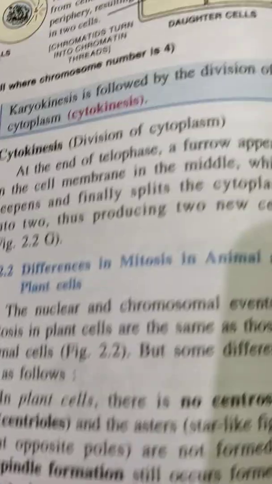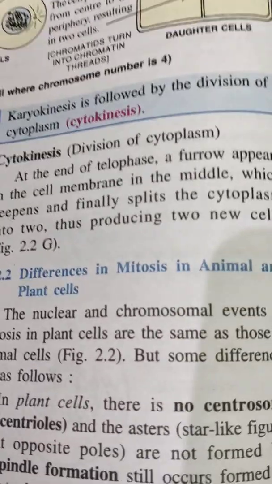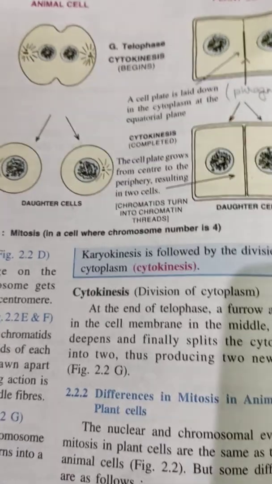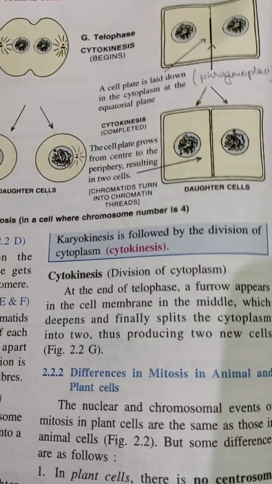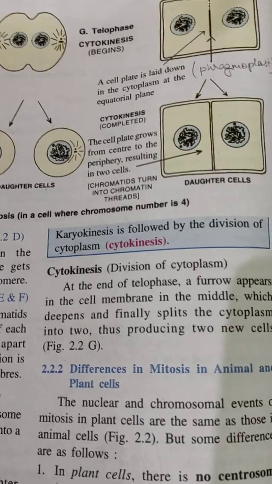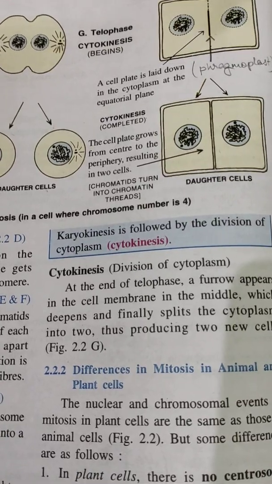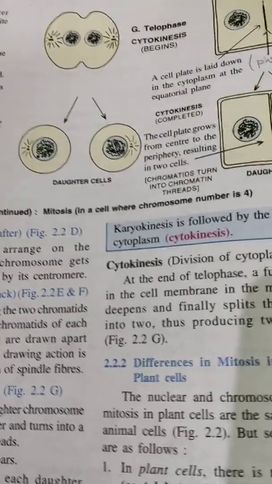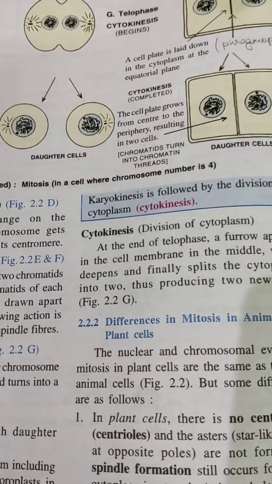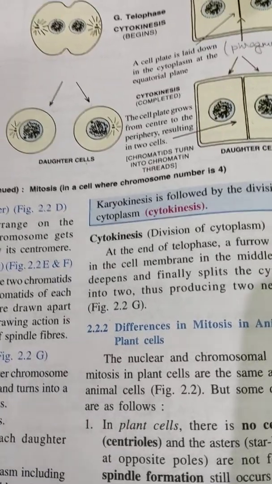And what is cytokinesis? Karyokinesis is followed by the division of cytoplasm, that is cytokinesis. From the name itself we can understand. Now let's see the diagram of telophase. As you can see, in the animal cell the furrow is very prominent, and in plant cell, as we can see, a cell plate has appeared. The name of that cell plate, which has appeared from the middle of the cell, is the phragmoplast, right? And ultimately, by the cytokinesis process, as you can see in both the animal and plant cells, the cytoplasm has divided into two parts, into two identical daughter cells.